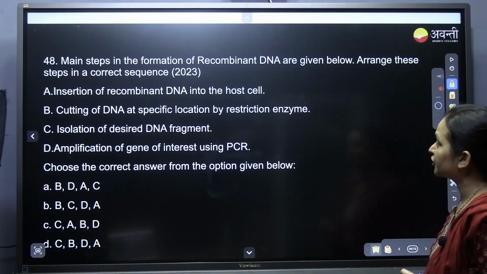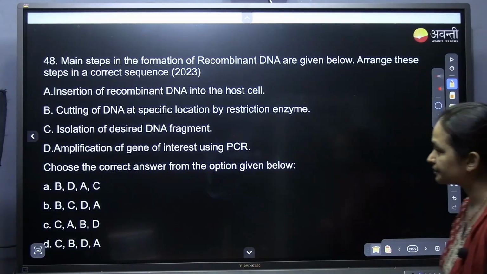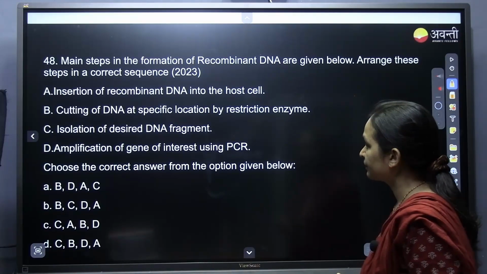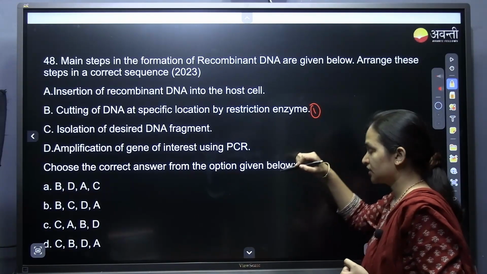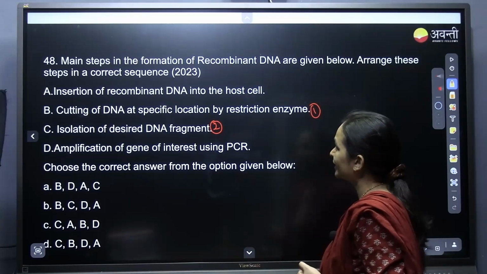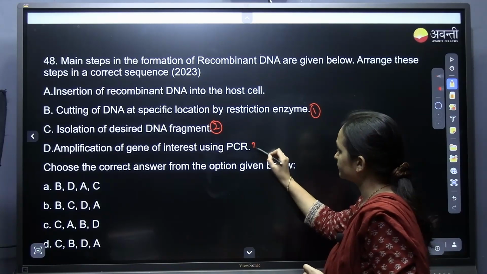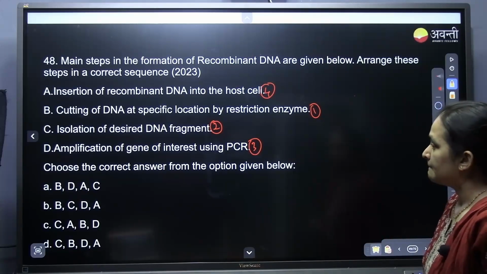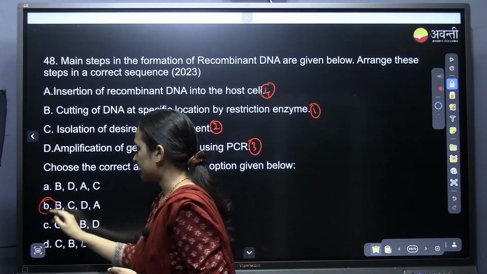Main steps in the formation of recombinant DNA are given below. Arrange these steps in correct sequence. It is cutting off DNA at the specific location by the restriction enzyme. Cutting of DNA, then isolation of the desired one. Then amplification of the gene of interest using PCR, and insertion of recombinant DNA. BCDA. B is the correct answer.